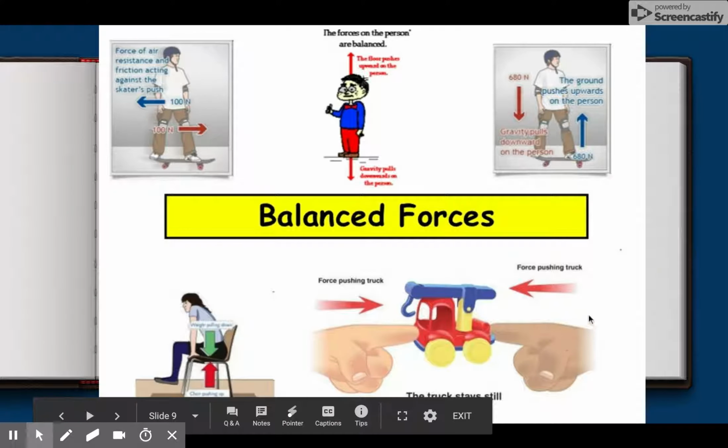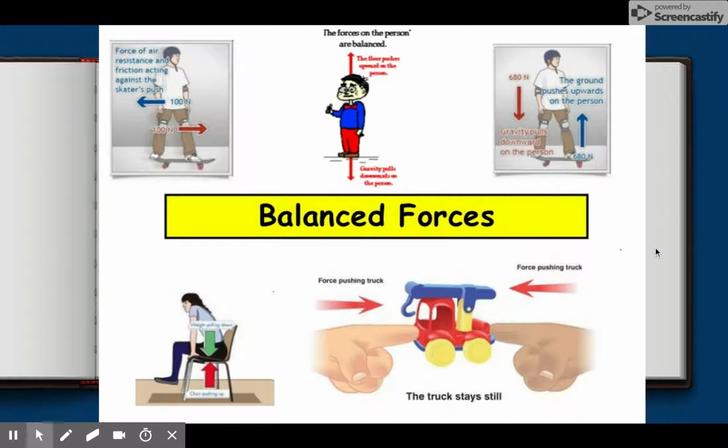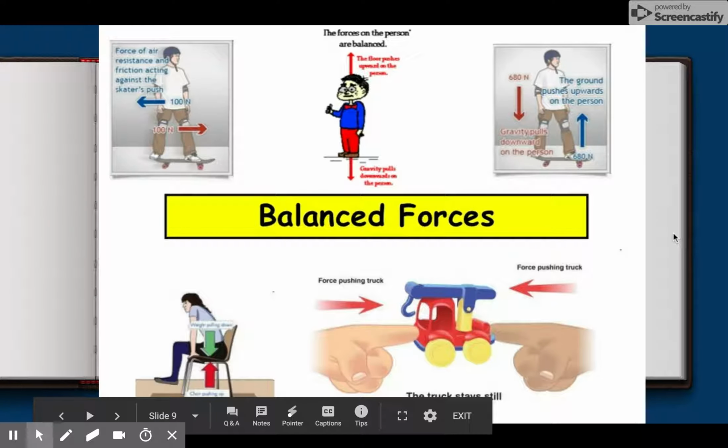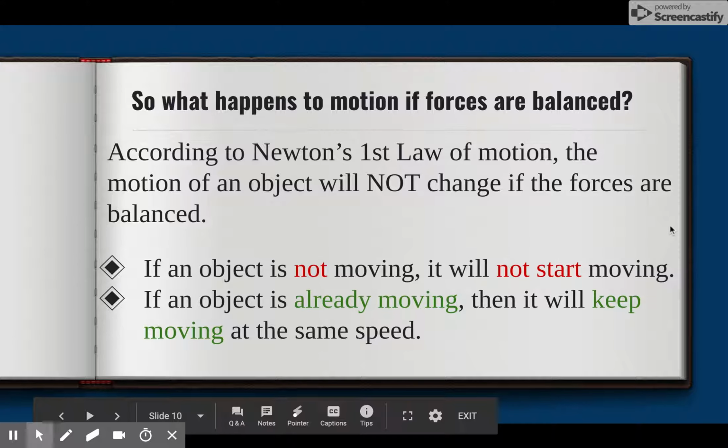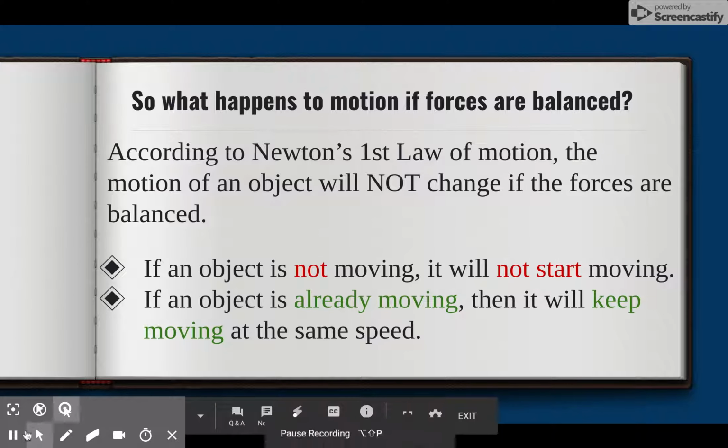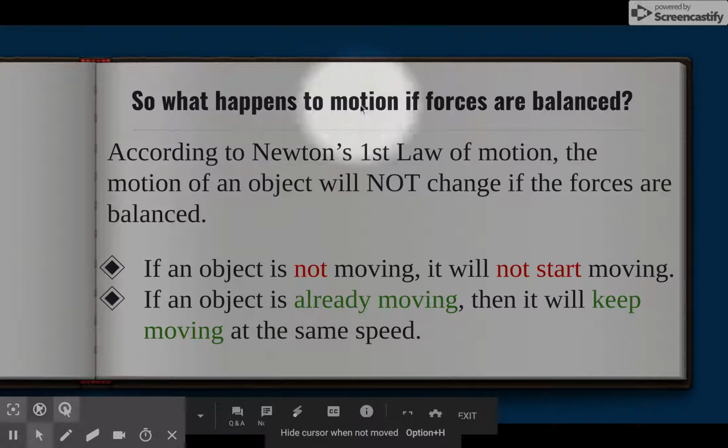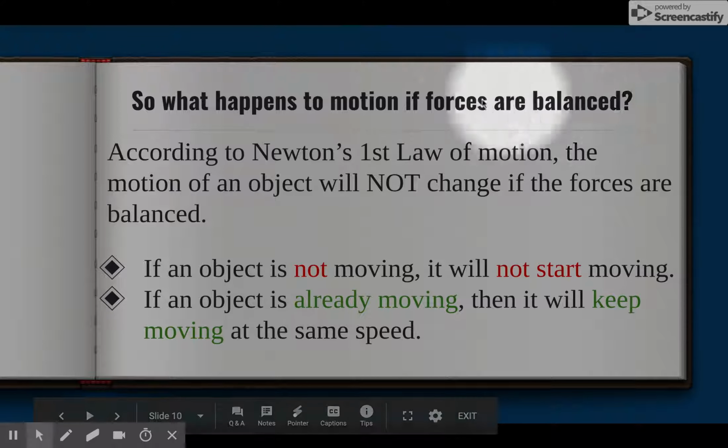This one here, a truck moves. If you're pushing it forward and your friend is pushing it back with the same amount of force, the truck stays still. And that's actually the main part that we need, to understand what happens to motion if forces are balanced.